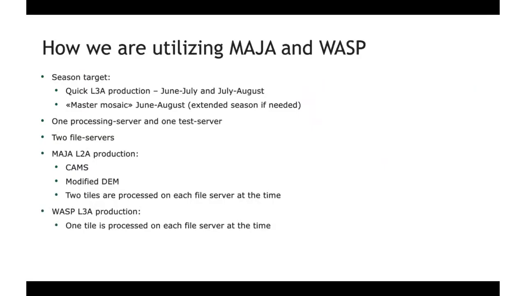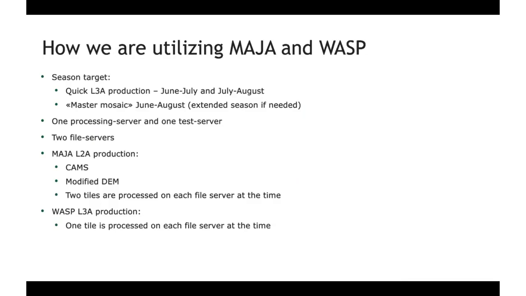So we have a few different targets in how we're utilizing MAJA and WASP. We do make some quick level 3 production. Products between June, July, and August are quickly distributed on our geonorge.no, where we are storing different solutions from the Norwegian Mapping Authority. We don't do any correction on those, but we do such correction on our master mosaic. That's the extent for the period of June to August. So we have one clean product each year, and that will take some more time to produce and correct.